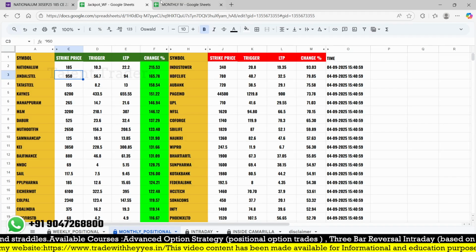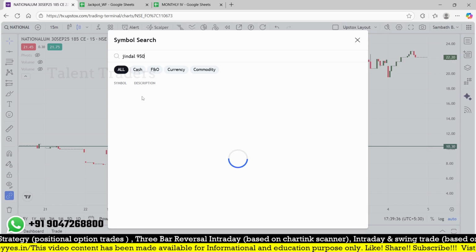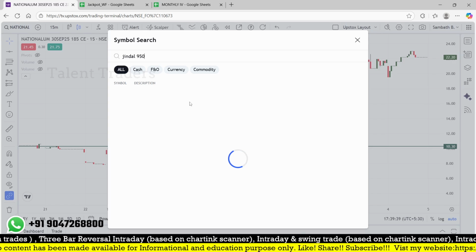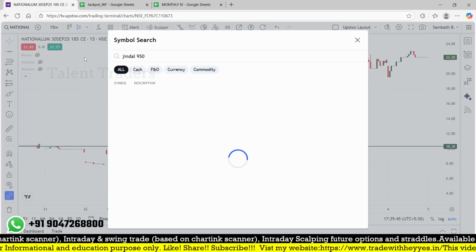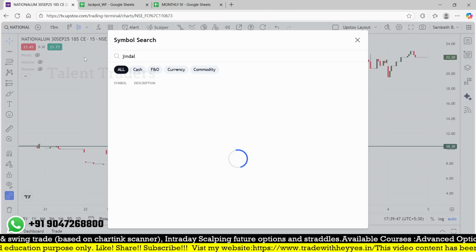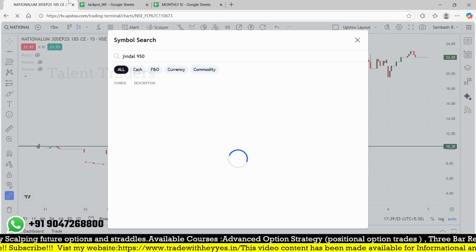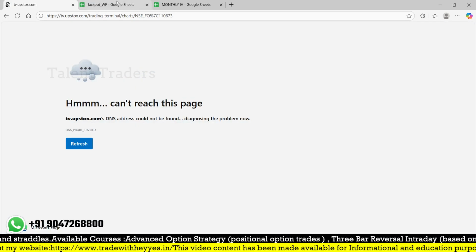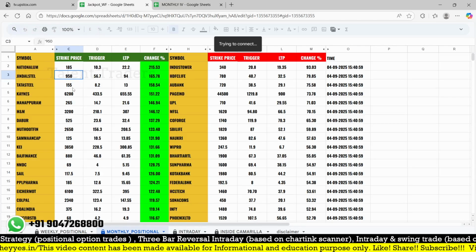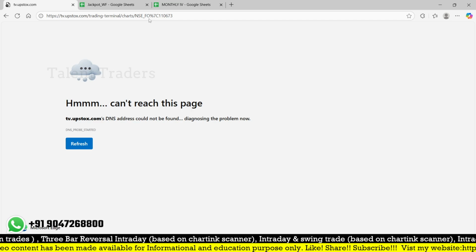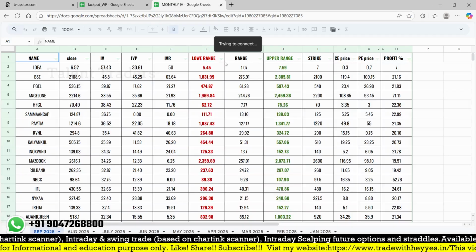And Jindal 950. Let me check. This month, many stocks we have already discussed in one more video. Because of very less IV, a good movement can be expected. That is happening here. It is happening in Jindal. The strike price should be 950. I think there is some internet issue. So this is Jindal and Tata Steel 155. This is happening here. I think I have some issue with my internet.